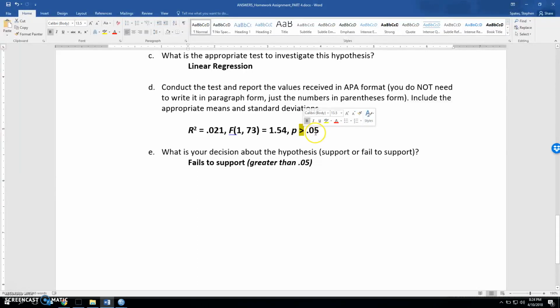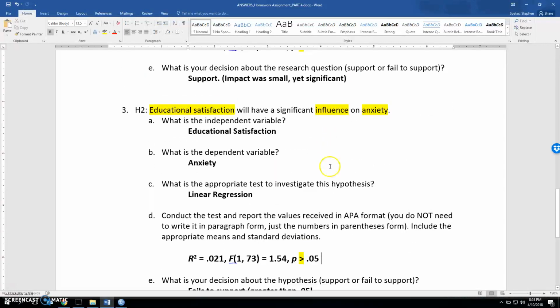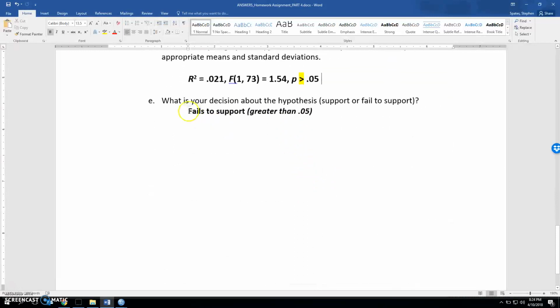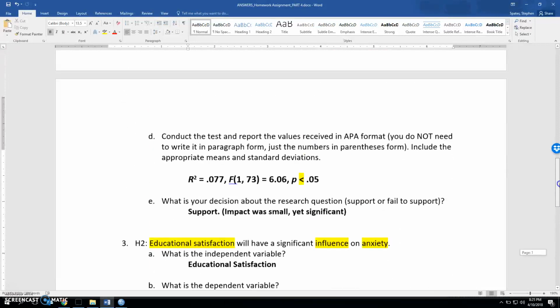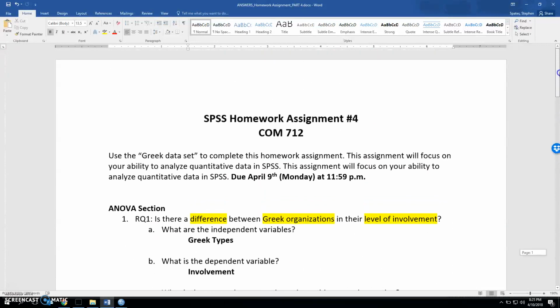So that points us in the direction of knowing that these results, although they show an impact or an influence, are not significant, okay, because it is greater than 0.05. So if we were to explain it, we would say that educational satisfaction has a 2.1% explained variance on anxiety. However, that 2.1% is not significant, so it fails to support our hypothesis in this case because our significance level is greater than 0.05. And those are the answers for the final part of this SPSS homework series on completing the regression and the ANOVA.